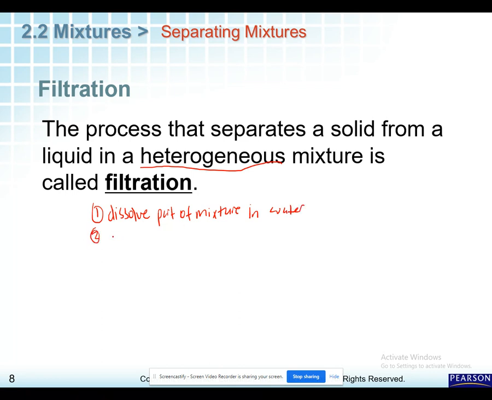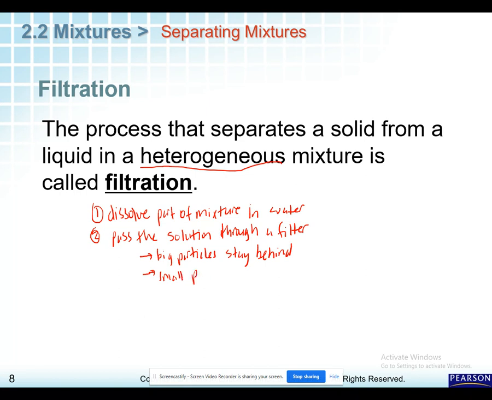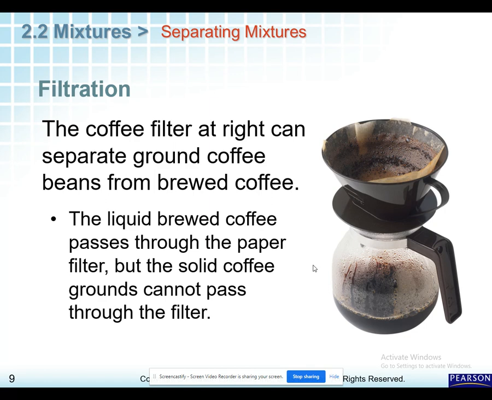Then what you do is you pass the solution through a filter. And the key part is big particles stay behind and small particles in the water flow through. So this is a good example of filtration.